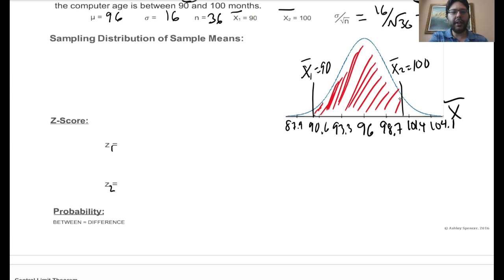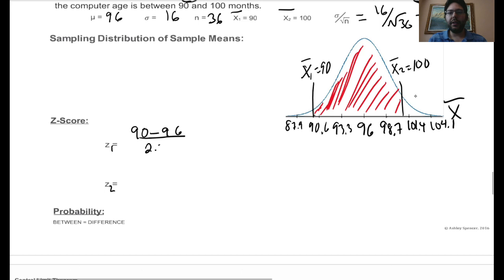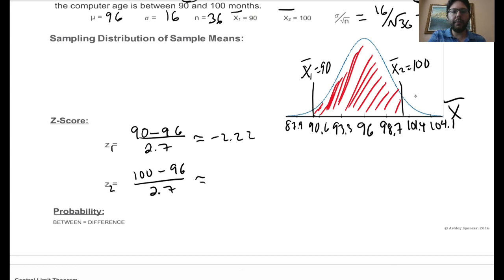So again, we're going to be doing 90 minus mu divided by sigma divided by square root of n, and we already did that earlier. That was the 2.7 number. And then for z2 we have 100 minus 96 over sigma over square root of n, which we did earlier. So let's get those two numbers. The first one is negative 2.22. The last one is 1.48. So we got our two z-scores.